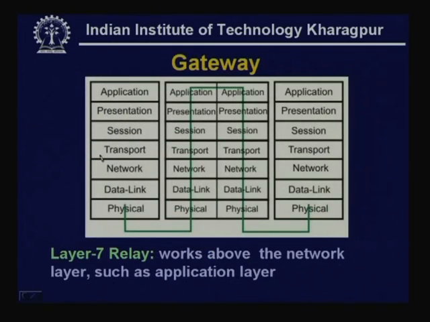Finally, this is the gateway, as I mentioned, which works above the network layer, such as the application layer. Here you see this gateway operating in the application layer, and two systems are connected through a gateway and the communication is done in this form. So it goes all the way up to the application layer, and then it comes down and goes to the other side. So this is how the gateway works.